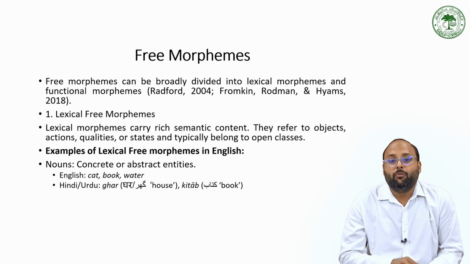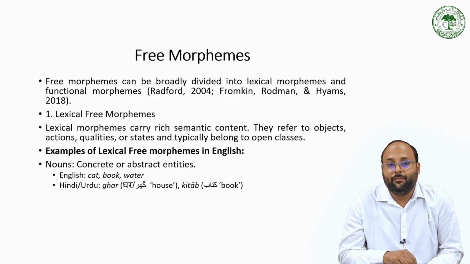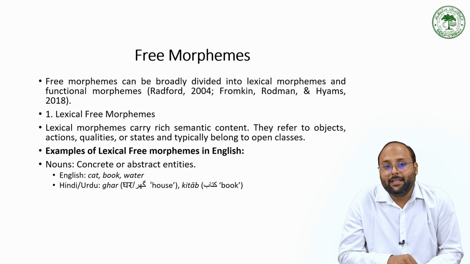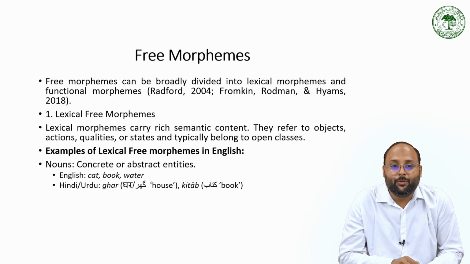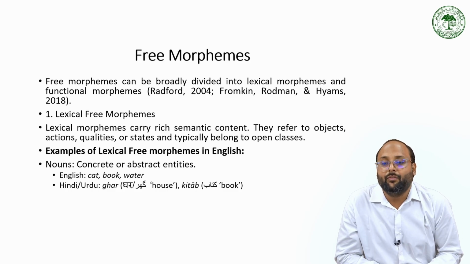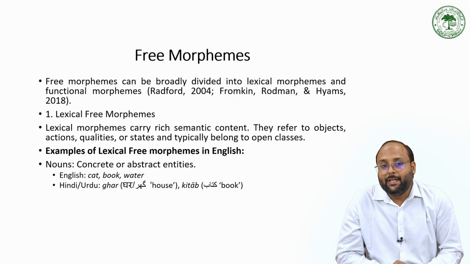Free morphemes can be broadly divided into two types. One is the lexical morpheme and the other is the functional morpheme. Lexical free morphemes are those morphemes which carry rich semantic content. They refer to objects, actions, qualities, or states and typically belong to open classes of words. That is why we call it the lexical morpheme.